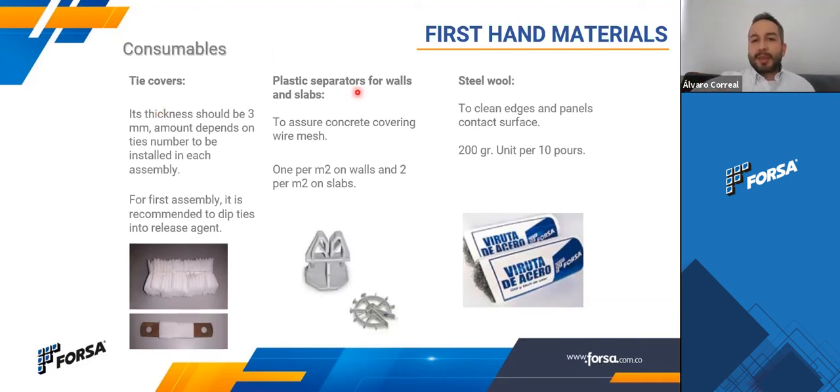We have plastic separators for walls and for slabs. This one here is for slab. This one, the round one, is for the walls, and at least install 1 per square meter on walls, and 2 per square meter on slabs. And for cleaning, we provide steel wool with each unit, which is 200 grams. You can achieve up to 10 uses, I mean the uses that you can get out of them.